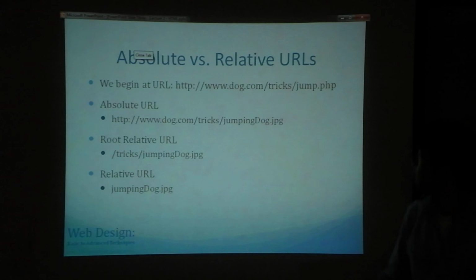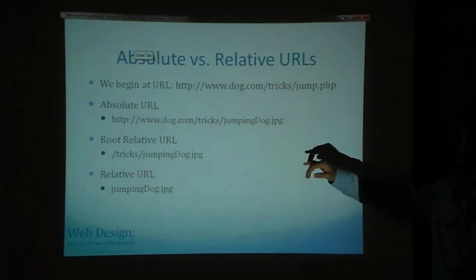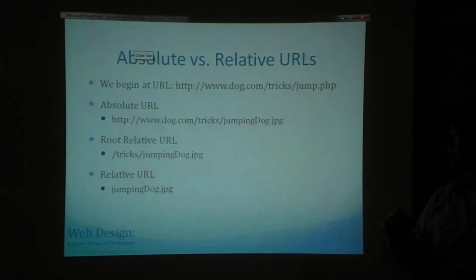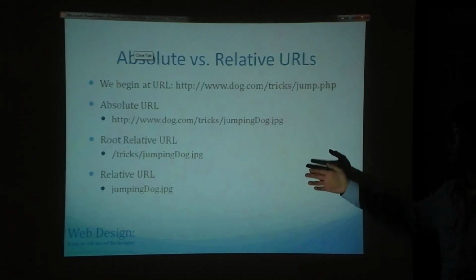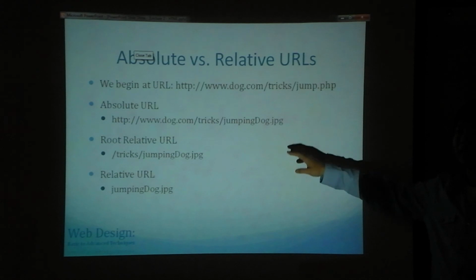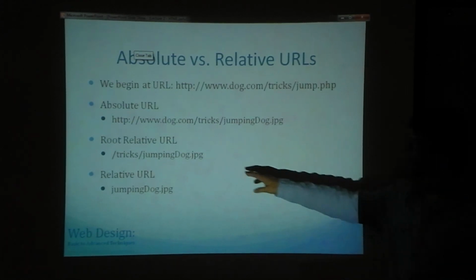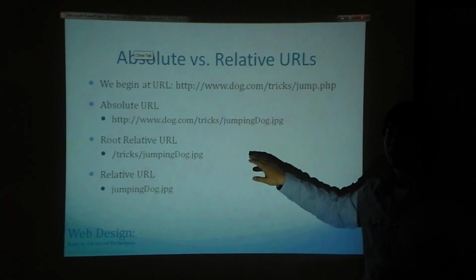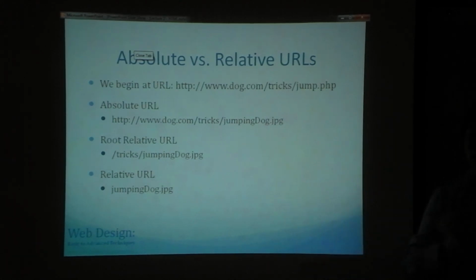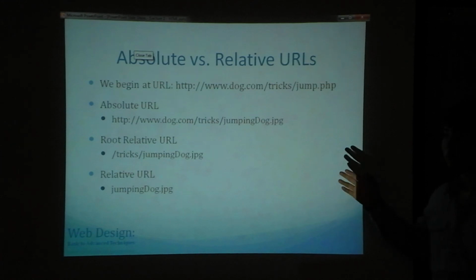One reason why you might want to use relative URLs is because it makes things relative to each other. For example, if you were to move your site over to www.dog1.com, you wouldn't have to re-specify these URLs for the images anymore, because they would all be relative to the current location.